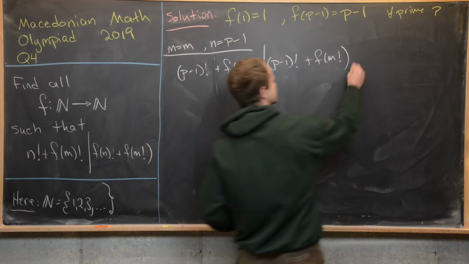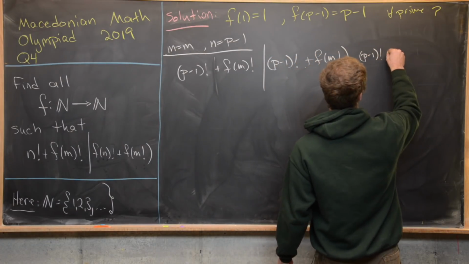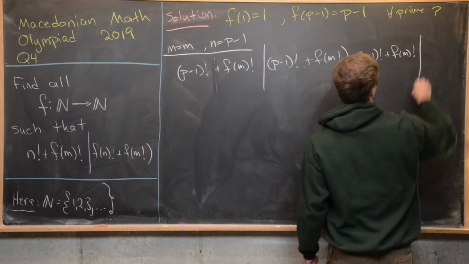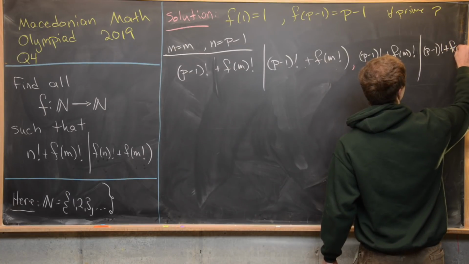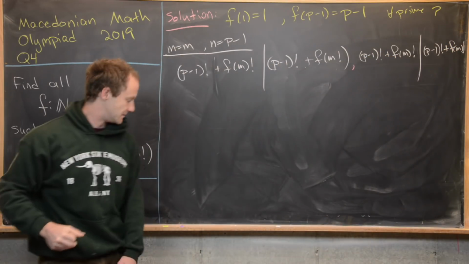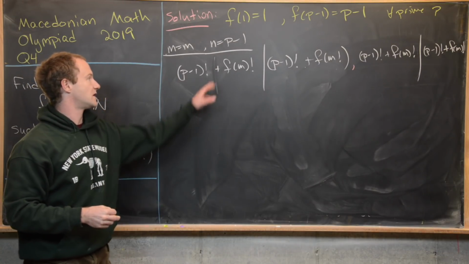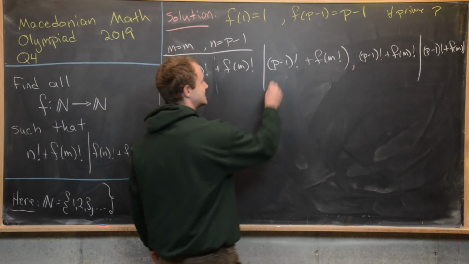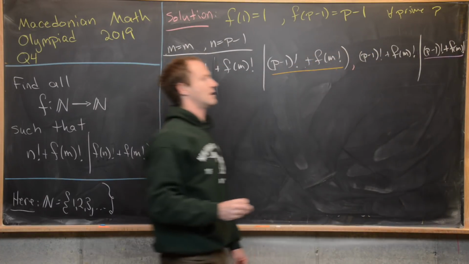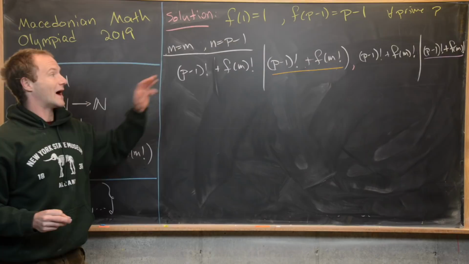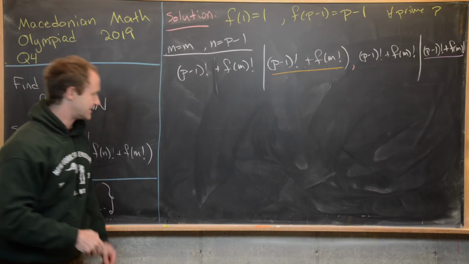But now I'm also going to use the fact that (p−1)! + f(m)! divides itself. So in other words, (p−1)! + f(m)!. Good. So now what we've got is (p−1)! + f(m)! divides this thing, which I'll underline in orange, and itself, which I'll underline in purple. So as long as that difference is not 0, we know that it divides the difference.